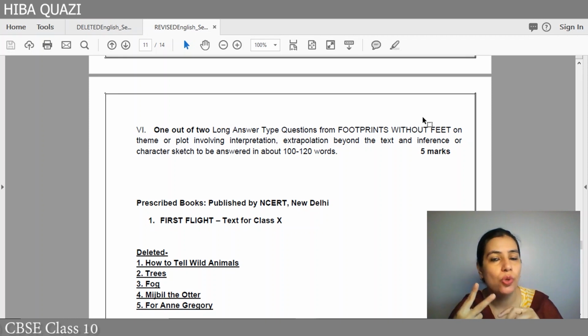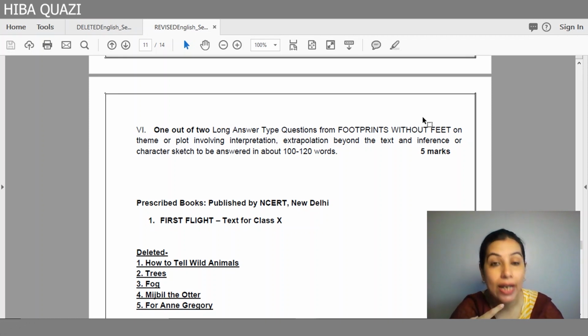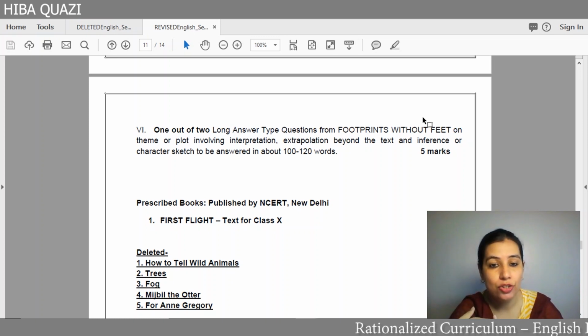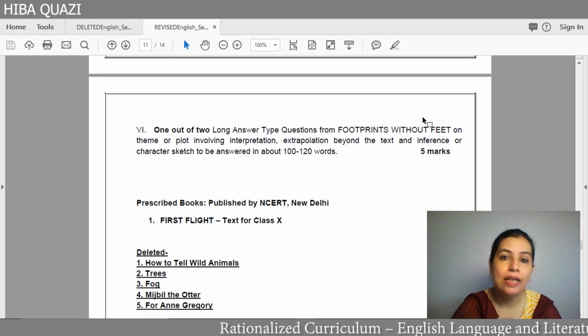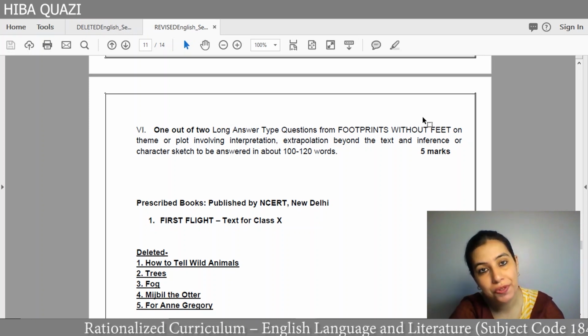So out of these two questions, I think one would be based on interpretation and extrapolation going beyond the text, and one would be based on inference, how well you can understand and conclude, or character sketch to be answered again in 100 to 120 words. Again, this is for 5 marks. But this time, this question is from Footprints Without Feet.